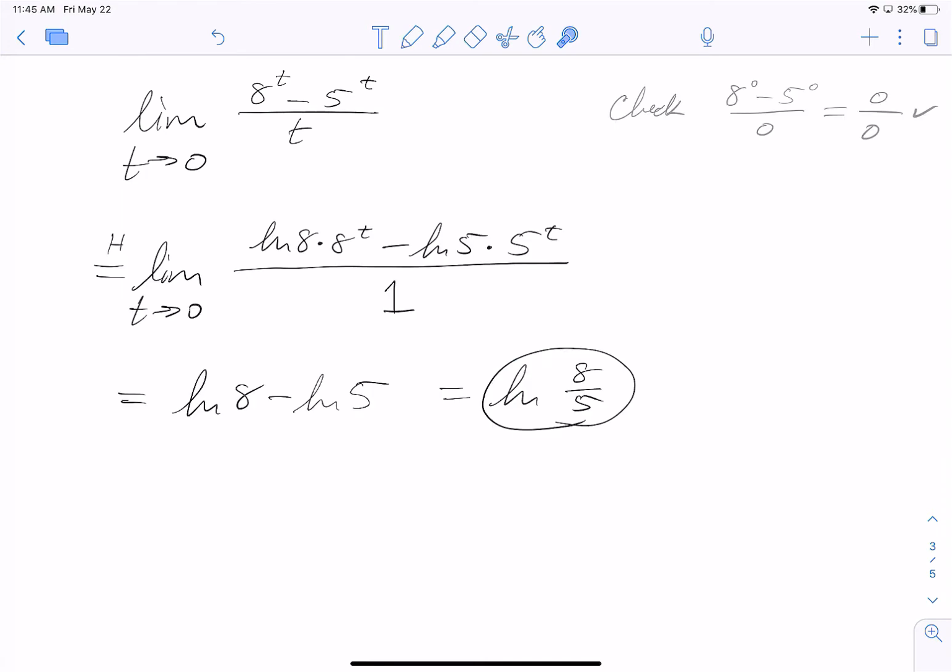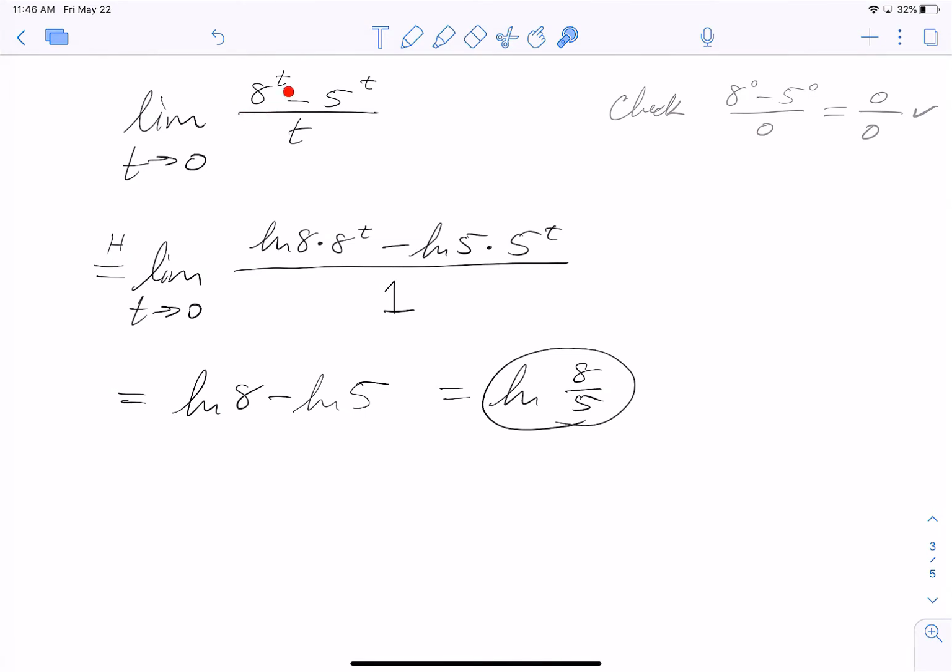No, I didn't say it, but I hope you did take the initial step to check to see that L'Hopital's rule does apply. In the numerator, 8^0 − 5^0 gives us 1 − 1, or 0. Denominator 0, so we do end up with a 0 over 0 indeterminate form. That aside, now we apply L'Hopital's rule, little h over the equal sign.